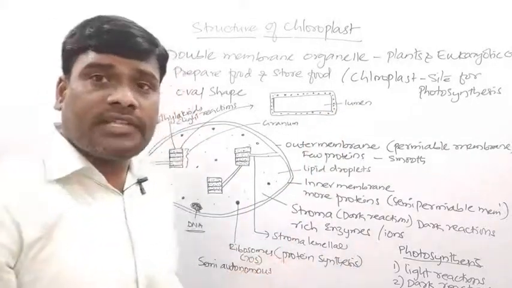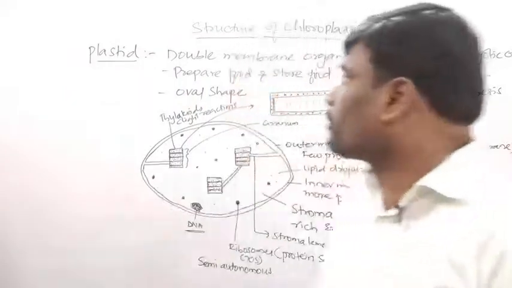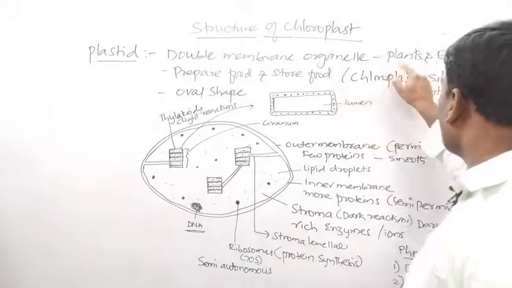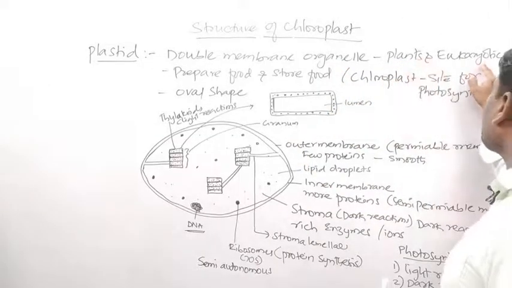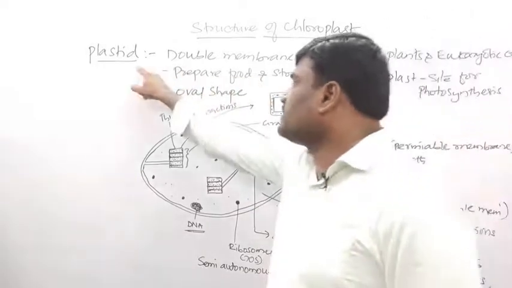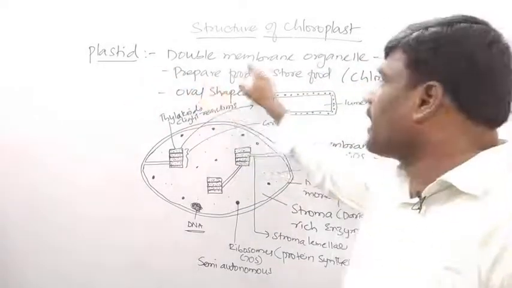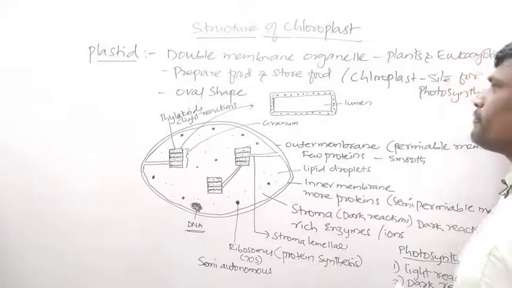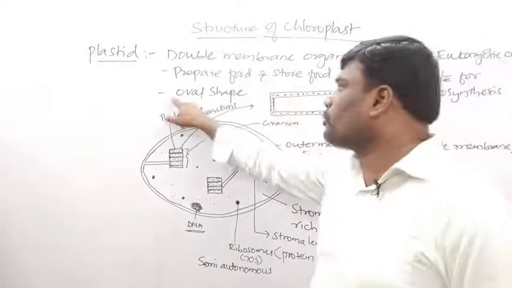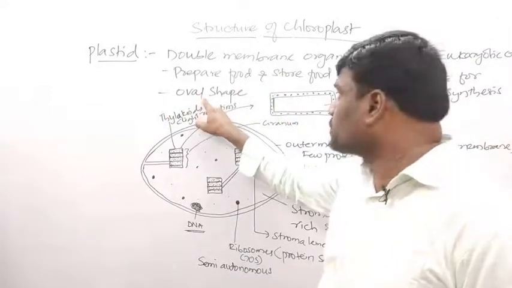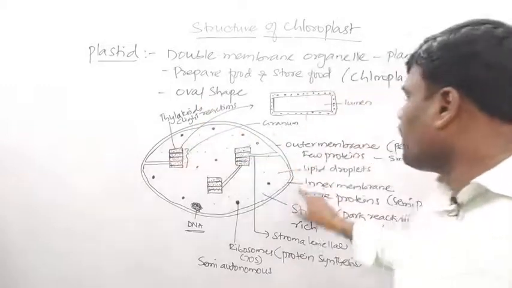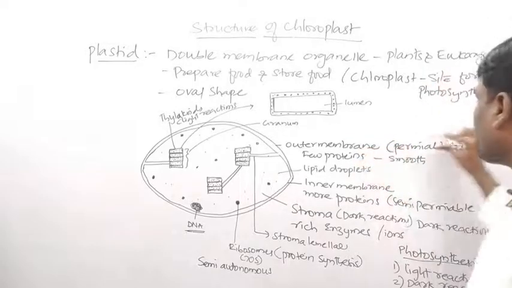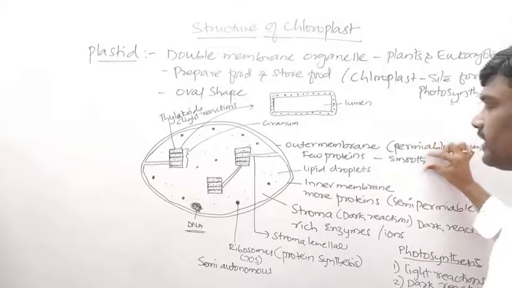At a glance, if you see the structure of this chloroplast, children, the chloroplast is a double membrane organelle which is found in plants as well as eukaryotes. These plastids can synthesize their food materials and also store food, children. This chloroplast is the site for photosynthesis, and it is oval in shape, or we can also call it disc shaped, children. So it is double membrane. The outer membrane has a few proteins. It is a permeable membrane, children, and it is very smooth.